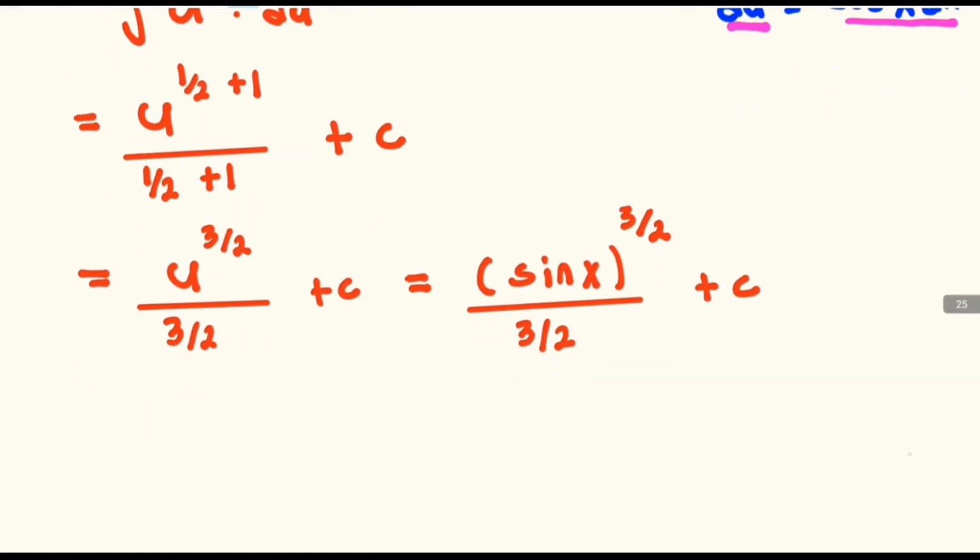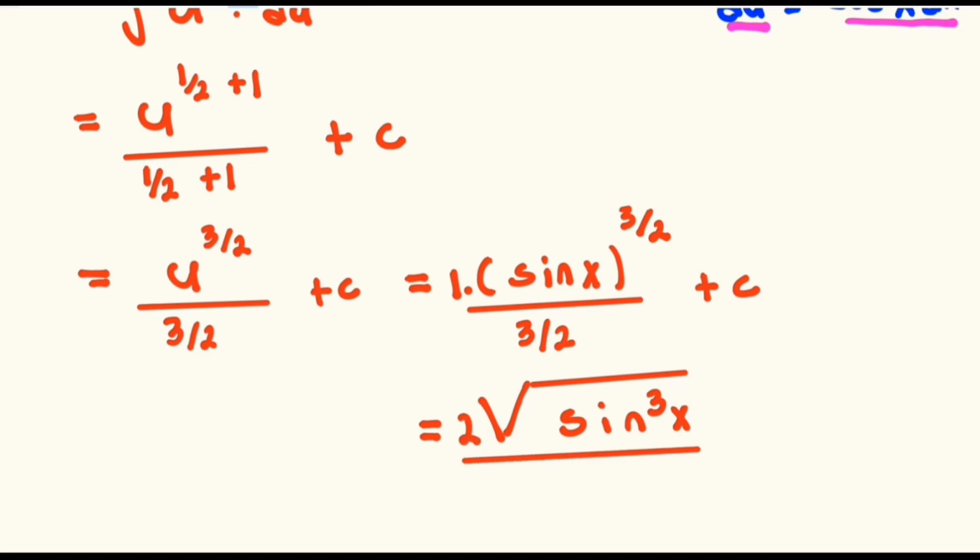We can leave our answer here, or we can further simplify, and this will be equal to the square root of sine x raised to the power 3. The 1 divided by 3 over 2 will be equal to 2 divided by 3 plus the constant c, and this will be our answer for this final question.